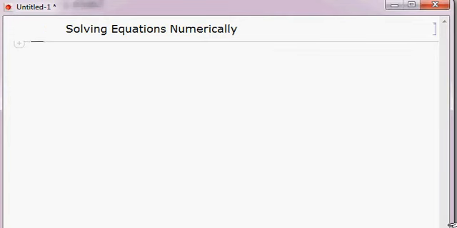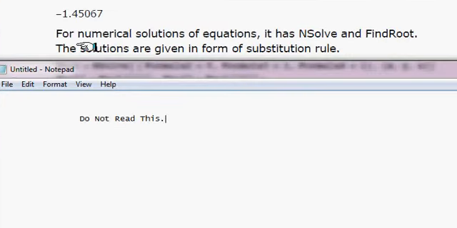This part of the video is about solving equations numerically, and for our classroom project we'll be doing this more than solving equations exactly algebraically. So this is going to be something actually very useful throughout the semester. The two mathematical commands I know about for this task are NSolve and FindRoot.